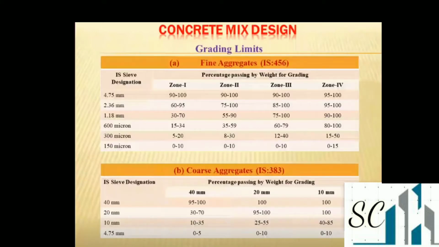Next is the grading limits for fine aggregate and coarse aggregate. Fine aggregate is based on IS 456 and coarse aggregate is based on IS 383. Commonly used for fine aggregate is the zone 2, and for the coarse aggregate we commonly use 20 mm.